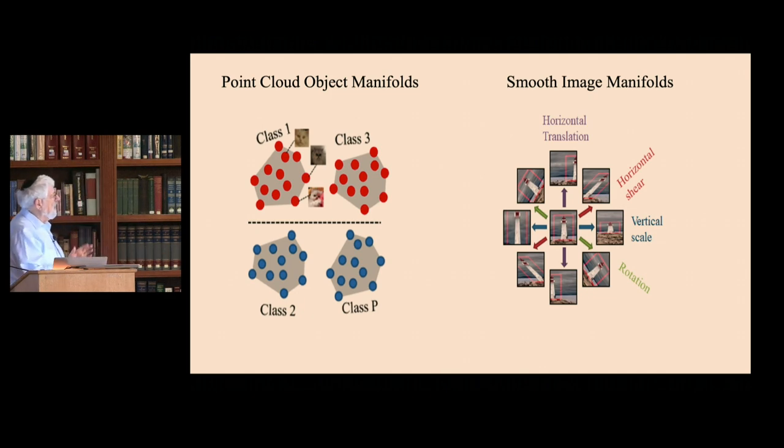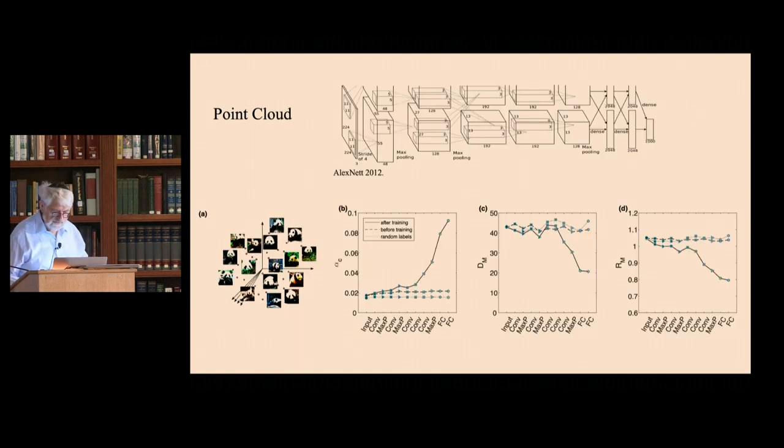So these are two different types of manifolds, but we wanted to see whether the result that I'll show is very different, or whether there is a generic trend about what deep networks do to such data, which is common across these very different types of manifolds. Okay, so here is the result for the point cloud manifold for AlexNet.